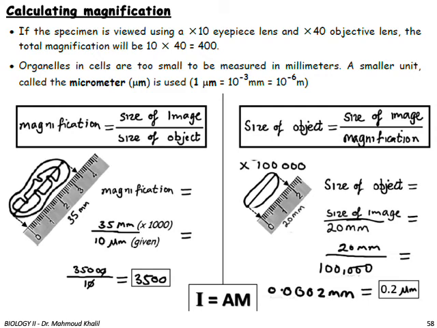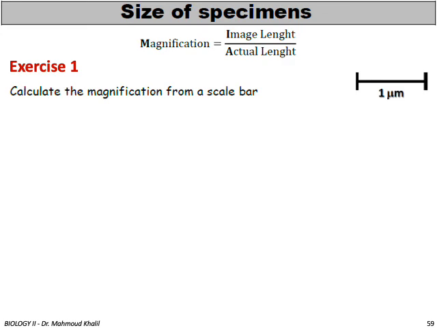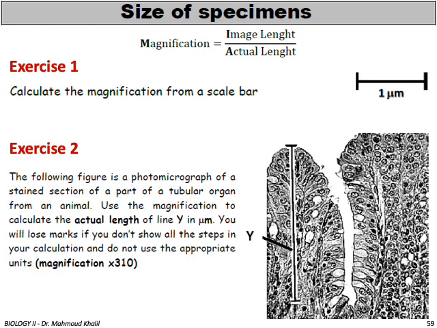So we can summarize the law as I equals A times M. I is the size of the image, A is the actual size of the object, M is the magnification. Again, magnification equals image over actual length. It is the same law. So you need to practice these two exercises and see how to use this information: in the first exercise, to calculate the magnification from the scale bar, and in the second, to calculate the actual length of the Y in micrometers.